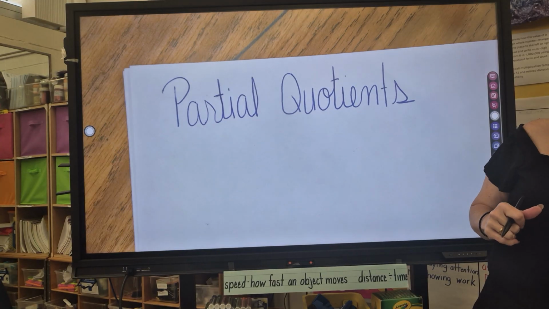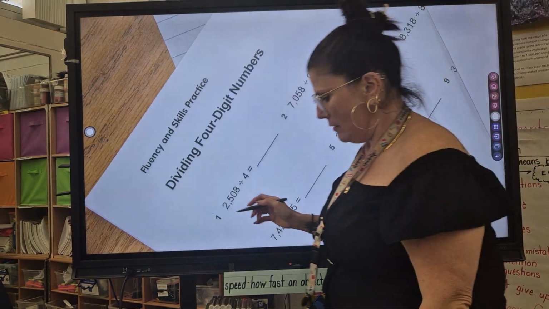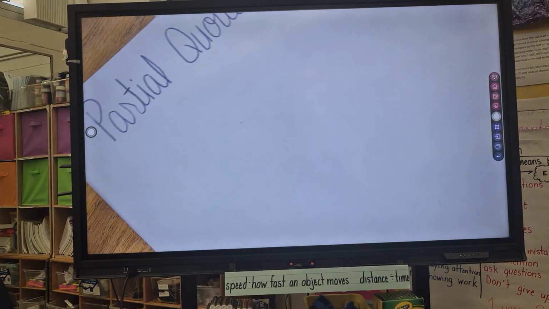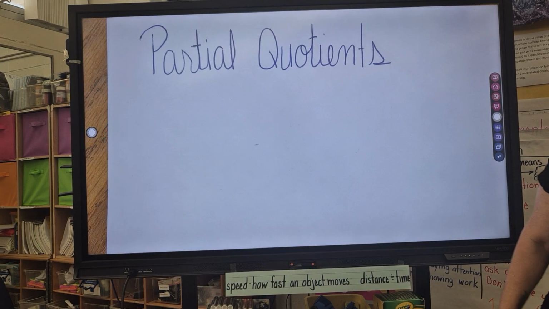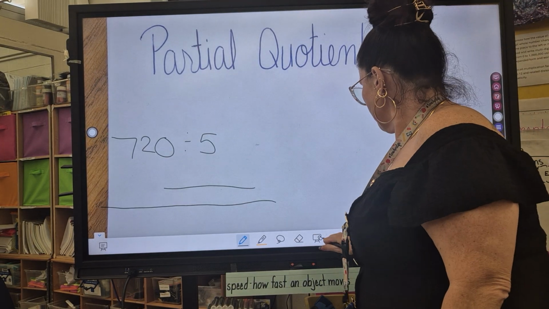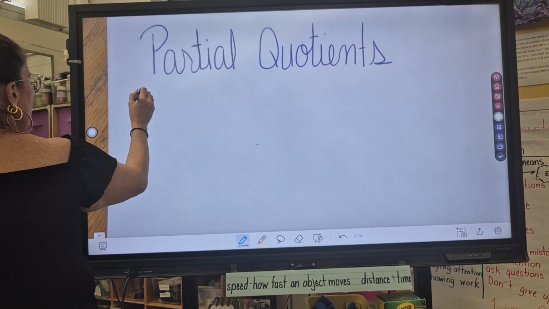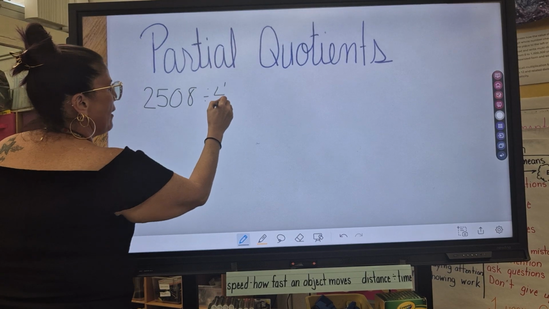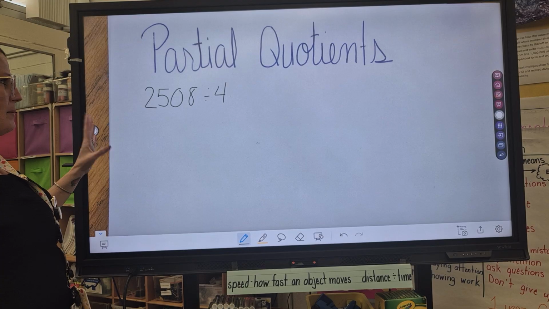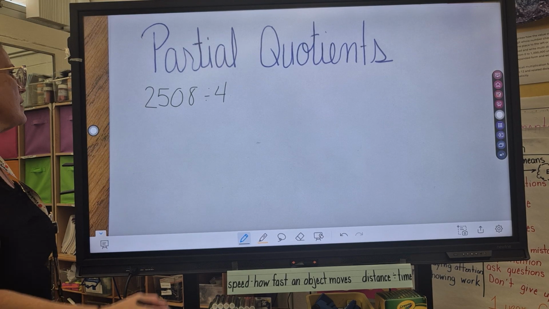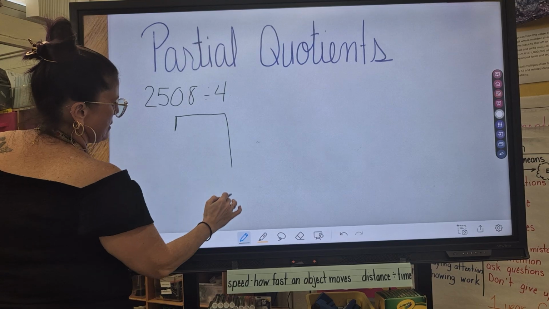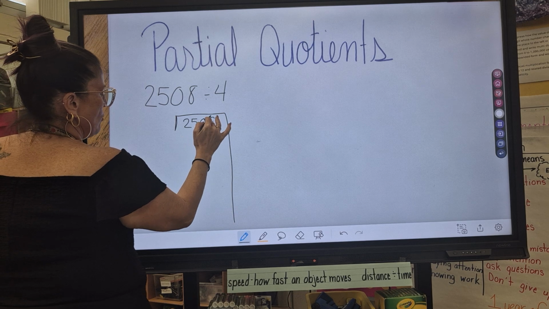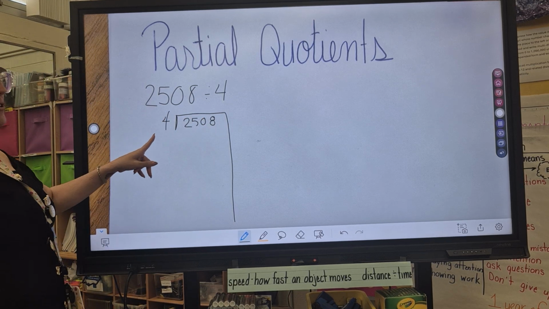We're going to start with our problem. Our problem is 2,508 divided by 4. Now, I can successfully do this problem if I know my multiplication facts or if I don't. So with partial quotients, we do what I call the house, and the dividend goes inside the house, and our divisor goes outside the house.